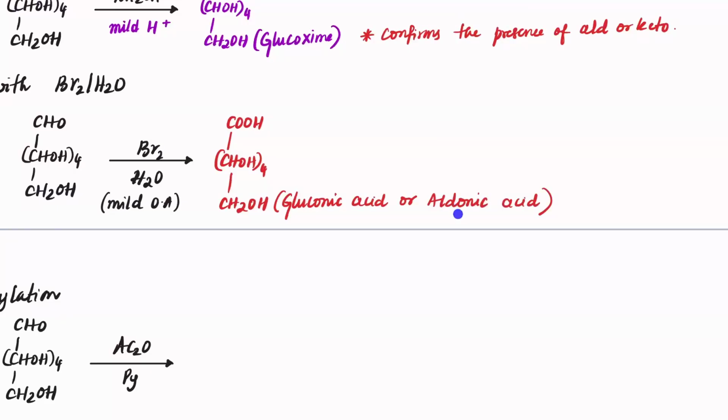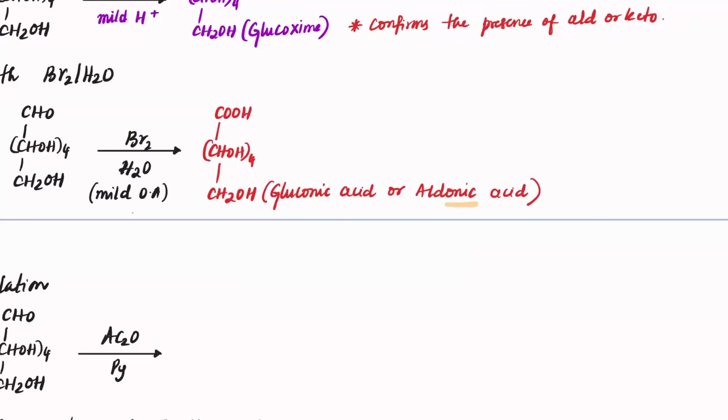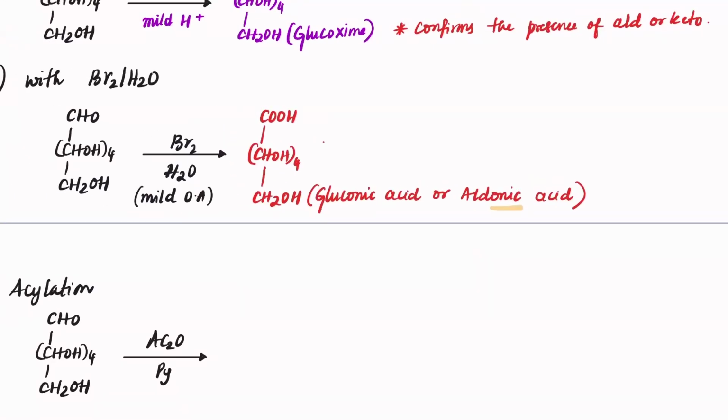So onic, remember this, onic. Onic is the word that we use, which means a single oxygen, a single COOH group present, which is coming from sugars. And this will make a confirmation. So that confirms the presence of aldehyde.